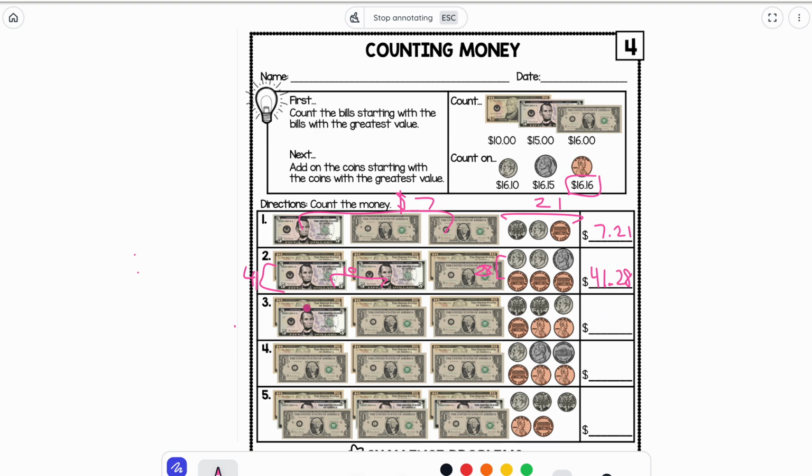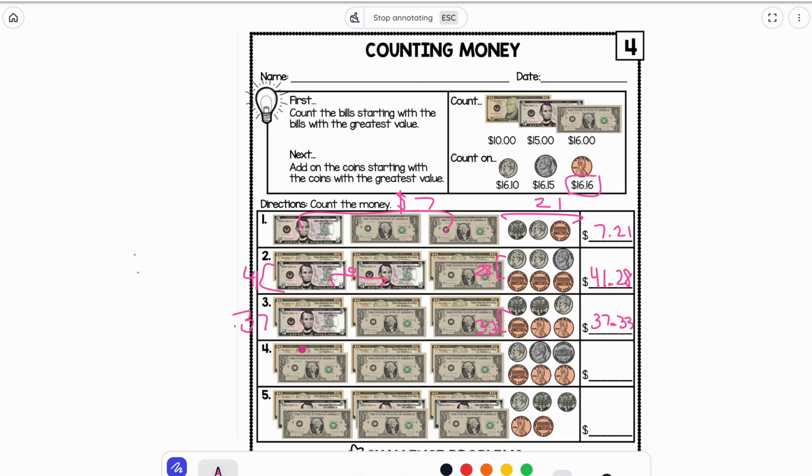Now, let's do the same here. Do we have 2 5s? Nope. All right. 10, 20, 30, 35, 36, $37. Let's count our change. We've got 3 dimes here. 10, 20, 30, 31, 32, 33. This is 33 cents. So we've got $37.33. Now Miss G is having a hard time with my mouse making the correct punctuation, but it's like a period, okay?